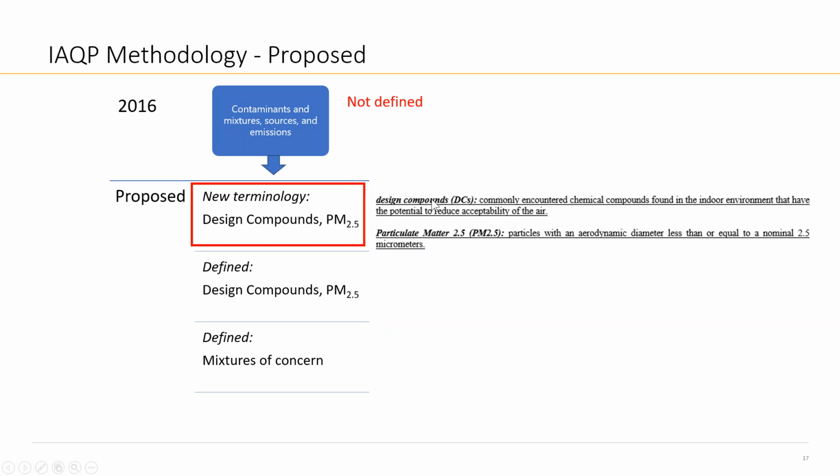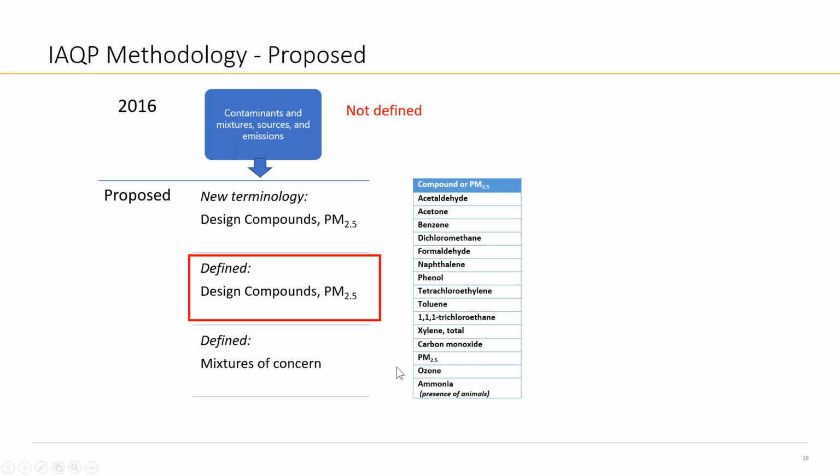And then, we have compounds, and people made the argument that PM, particulate matter less than 2.5 micrometers, is not a compound. So now we have design compounds and PM2.5. And this is the proposed list. As I mentioned, a very short and representative list. And notice ammonia applies only if you have animals in your space. How did the committee come up with this?